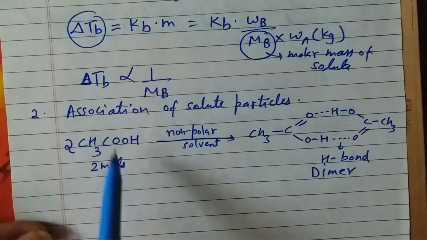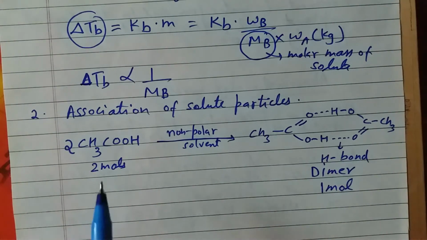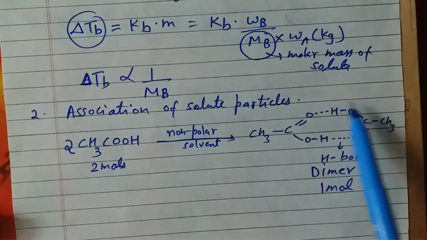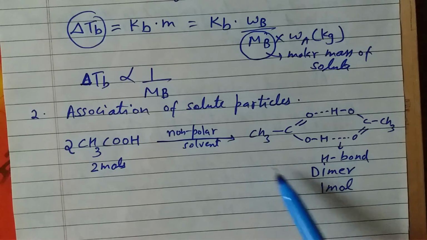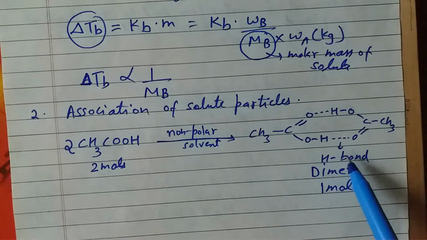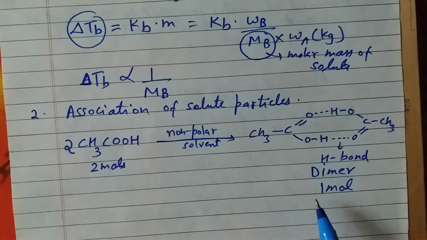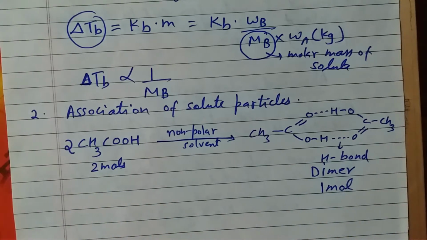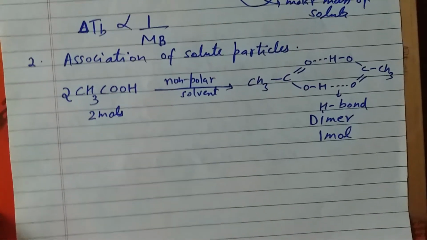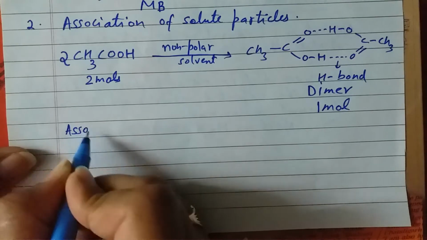So from 2 moles I have reached to 1 mole. I started with 2 moles of ethanoic acid, but I am getting only 1 mole of a final thing here. And what is that one final product formed here? You can say it is the dimer, where 2 molecules have joined together through hydrogen bonding. So I started with 2 moles, but in the solution it's actually behaving as 1 mole. So what has happened? Because of this association, what do you see?